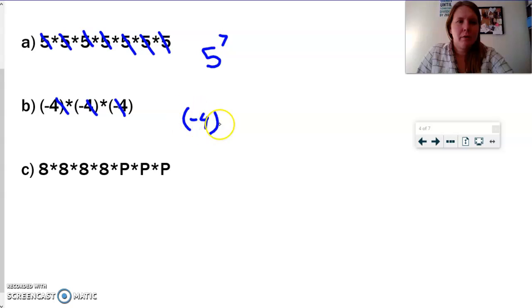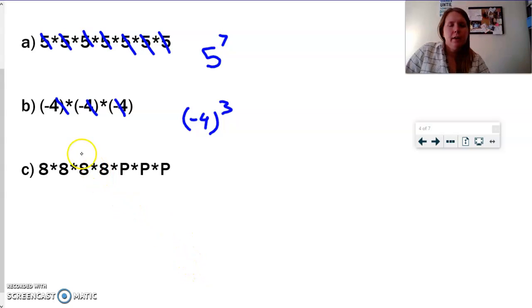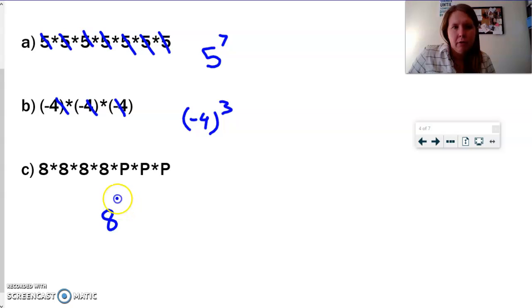So I've got the parentheses -4 to the power of 3. The last one down here then, though, is I've got 8 and I've got p. So I've got 2 different bases, and that's completely fine. The thing is, though, you need to know how many of each base. So if I'm looking at here, there's 8 and there's p. Looks to be that there's 4 8s. So I'm going to write 8 to the power of 4.